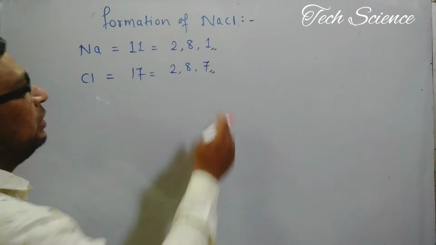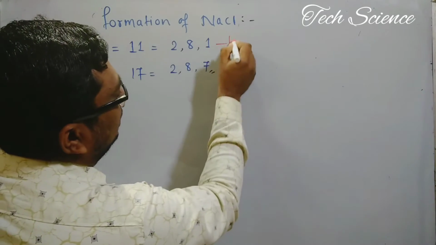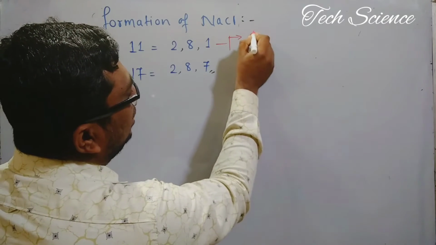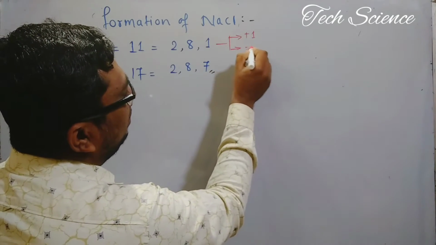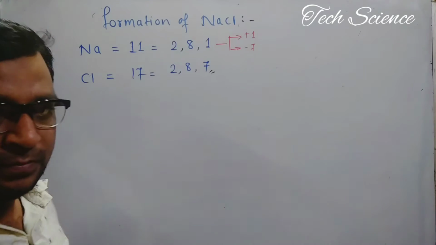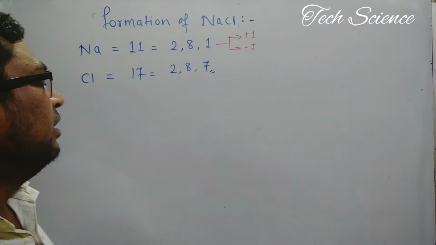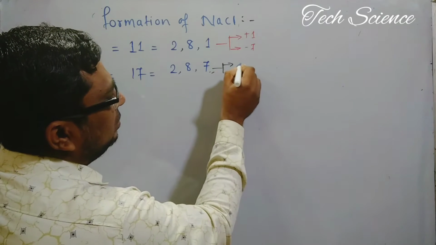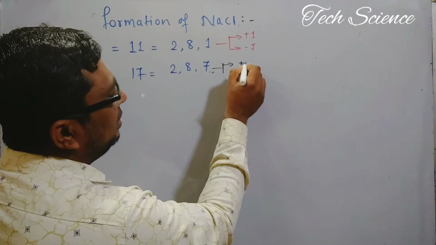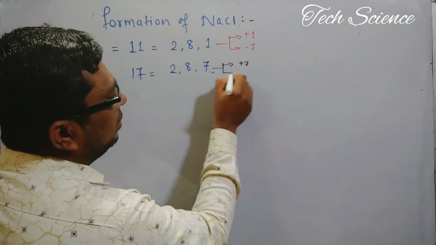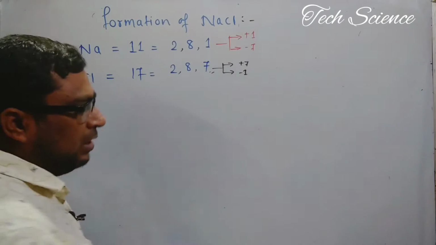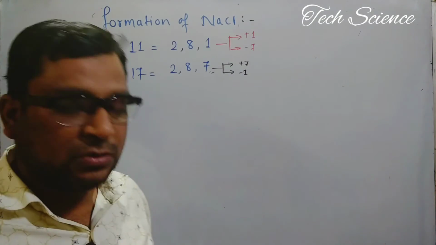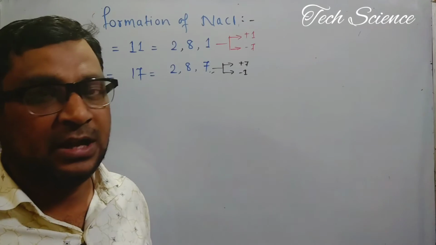Now in front of sodium there are two options. Either sodium has to donate 1 electron or sodium has to accept 7 electrons. Am I right? And in front of chlorine also there are two options. Either chlorine donates 7 electrons or chlorine has to accept 1 electron. So what should sodium and chlorine do? What kind of action are they taking?